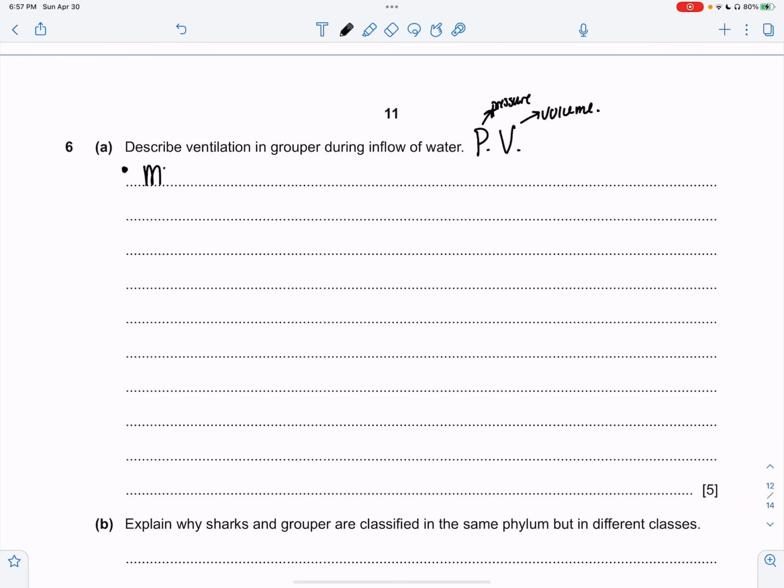And so we're going to start this off always, especially whenever it's starting off. Sometimes it says during the outflow of water. This is ventilation in a grouper during the inflow of water. So water's moving in. The mouth opens and simultaneously the operculum closes because we need to create an area of like a vacuum.